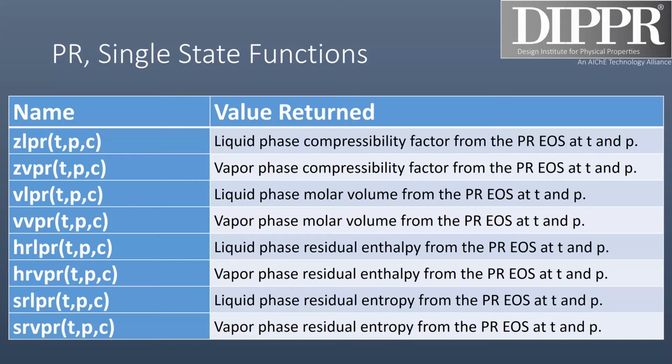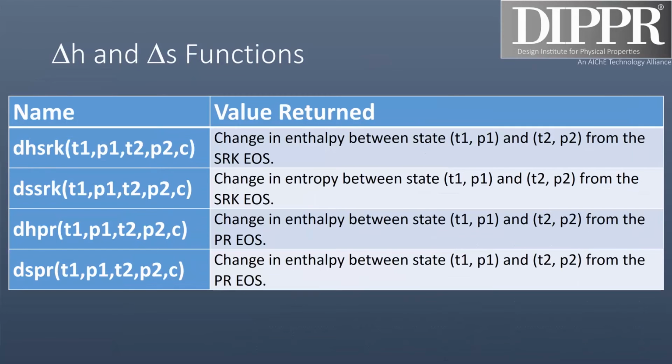Similar functions are available for the Peng-Robinson Equation of State. The functions to calculate delta H and delta S are shown here. The inputs are the temperature and pressure of state 1, the temperature and pressure of state 2, and C, the variable from the dipprread function.